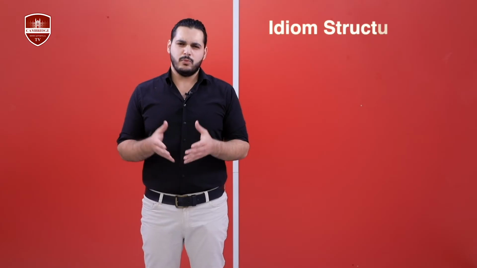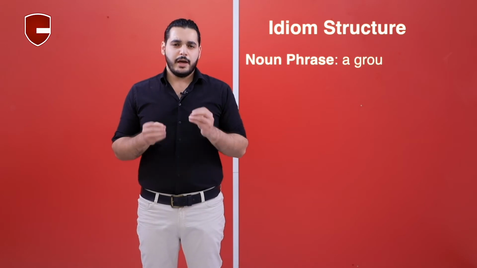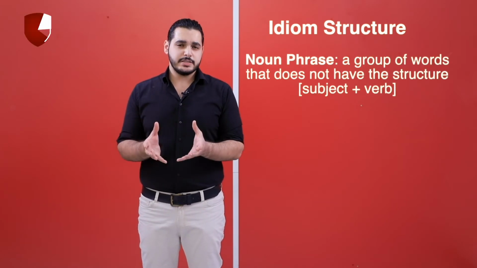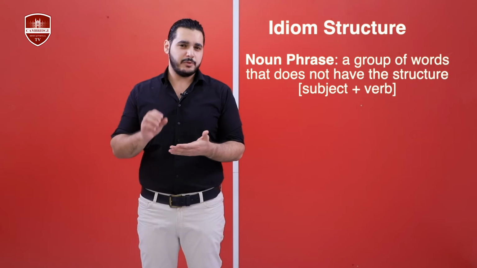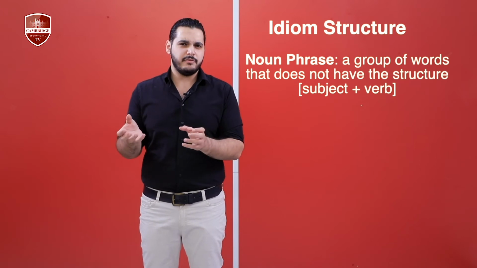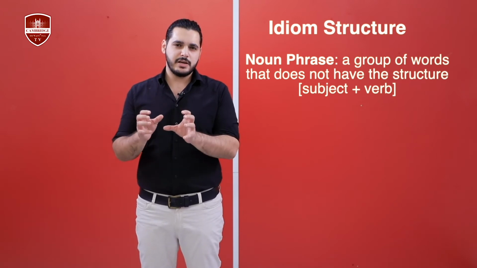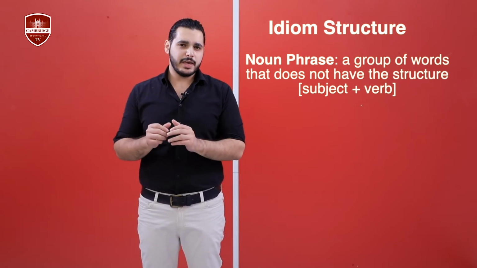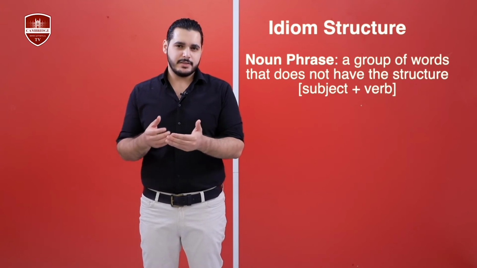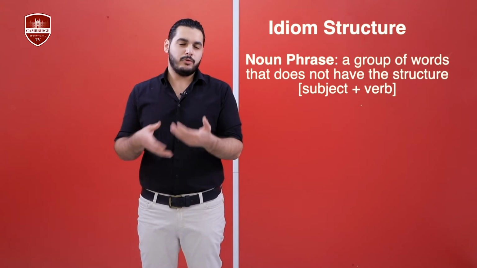An idiom can also be a noun phrase, but what is a noun phrase first? A noun phrase is basically a group of words that doesn't have the structure subject plus verb. I have a group of words that doesn't have subject plus verb. Then what does it have? It has one of them and sometimes none of them. In my case, I have only the subject, which is basically a noun or a noun phrase.